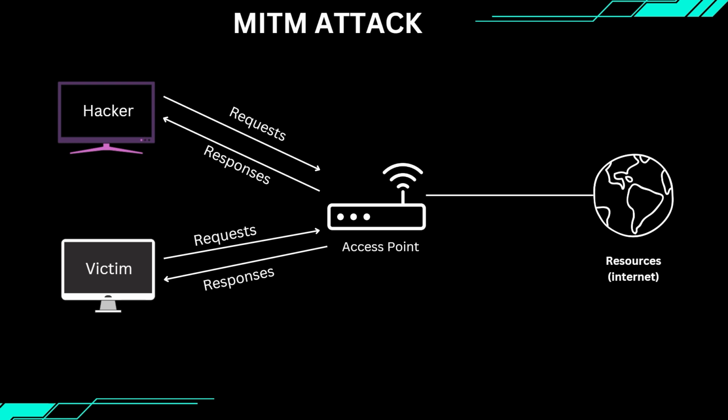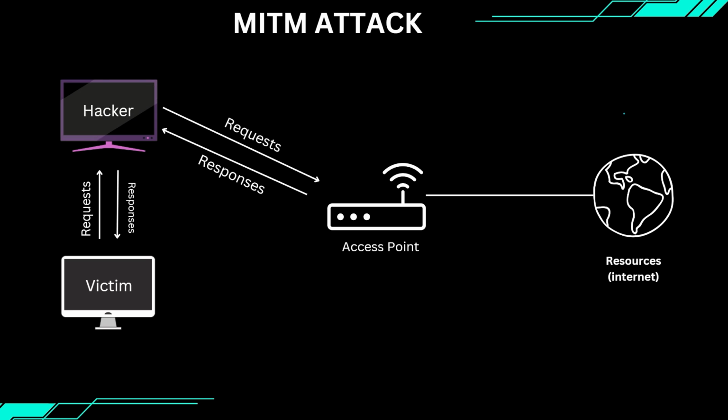Normally, communication between two devices, like your phone and a website, happens directly. The information is sent from one device to the other device without interruption. In a man-in-the-middle attack, a hacker sneaks into the middle of this connection. Now, every bit of information that passes between the devices is intercepted by the hacker. They can read, steal, and even change the data without the two devices ever knowing.